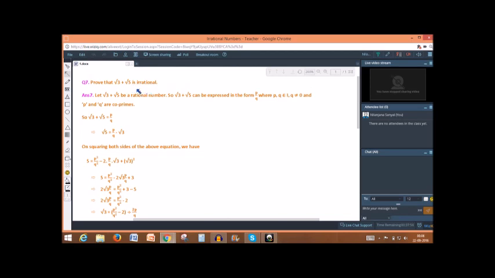Or if you have a single number, say simple root 3 or root 5, you can show that it is irrational. How do you show it? The decimal representation of root 3 will be non-terminating, non-repeating. That way also a number can be proved to be irrational.